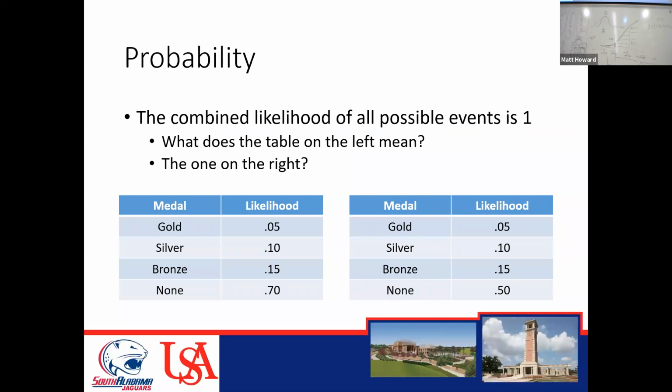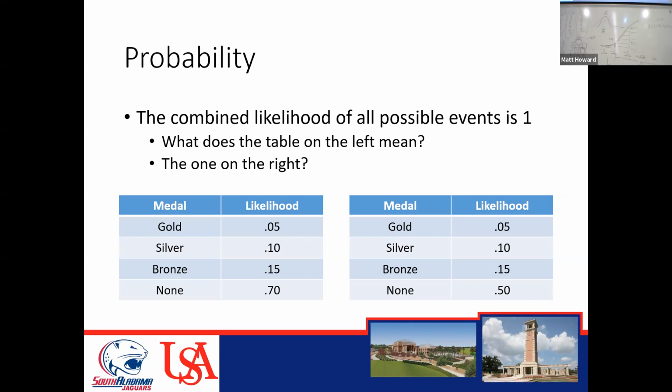Okay. So also, as someone already pointed out over here, whenever we're looking at a distribution like this, the combined likelihood of all the possible events is 1. So if we're looking at something like participating in the Olympics, we might say that there are 4 different options. So this is a discrete distribution, and it's not uniform, as we'll see. There are just 4 options: gold, silver, bronze, or no medal at all. Then we can assign probabilities to those.